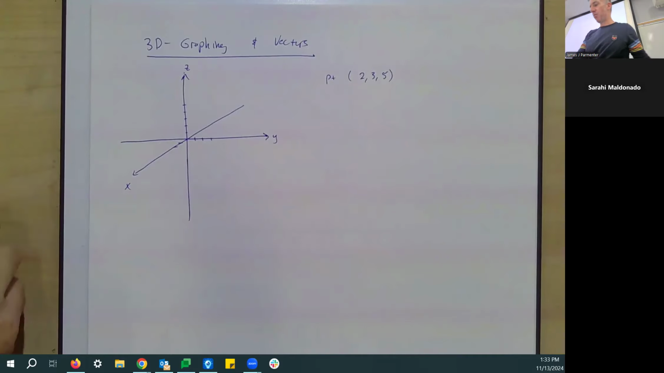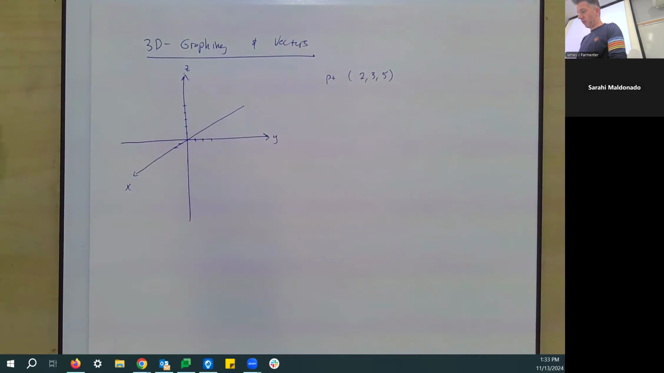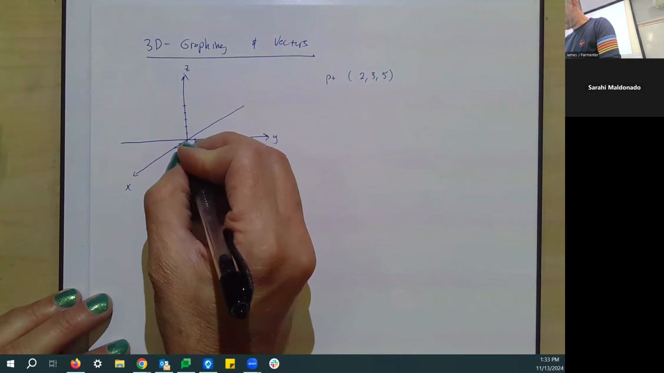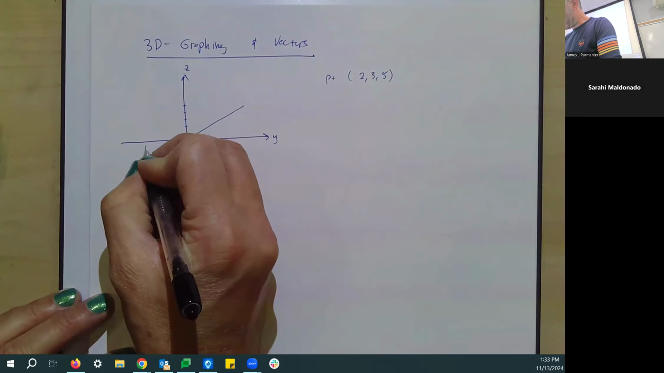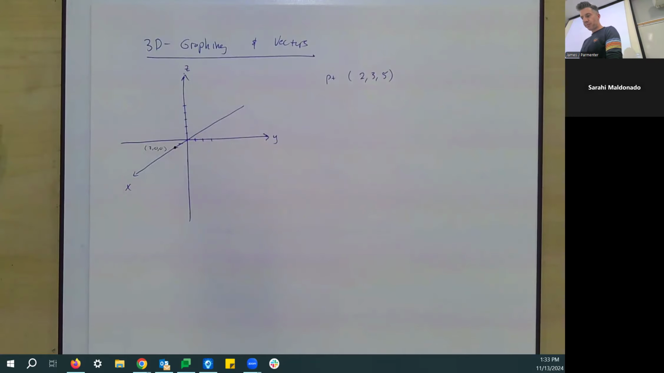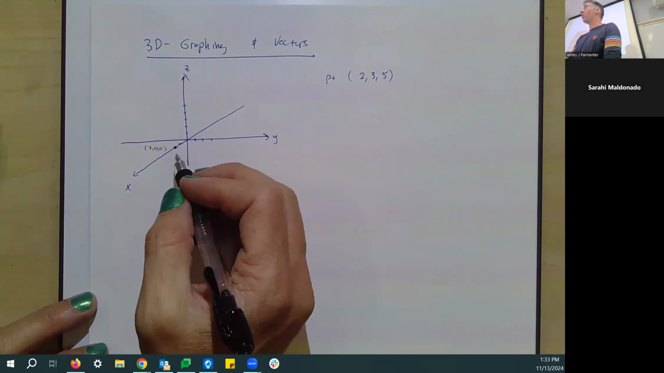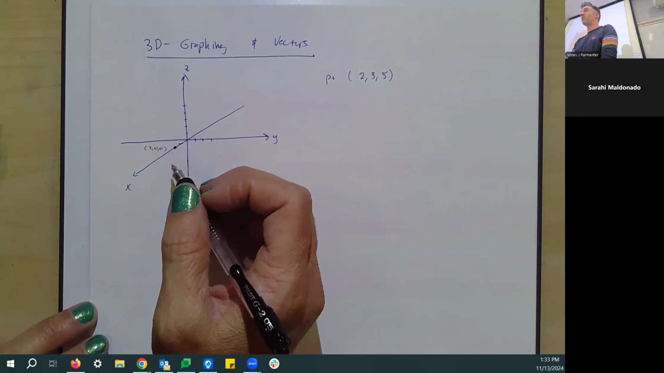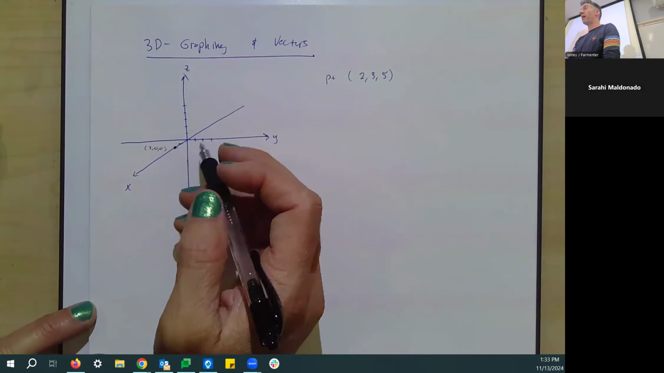So I need my red pen. What we're going to do is first go 2 in the x direction. So there's the point 2, 0, 0. We don't need to label all these points, but it helps. From there, we're going to go 3 in the y direction, meaning we're going to travel in a direction parallel to the y-axis.